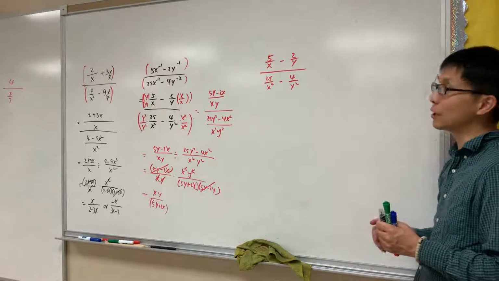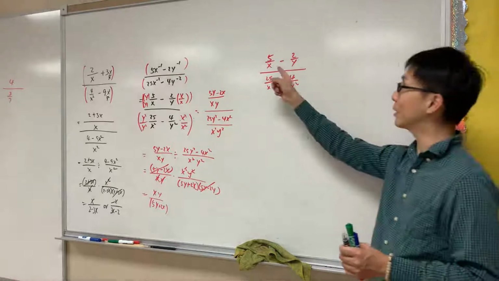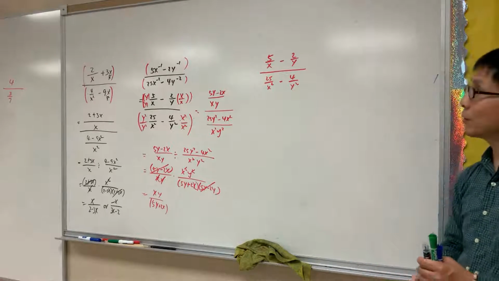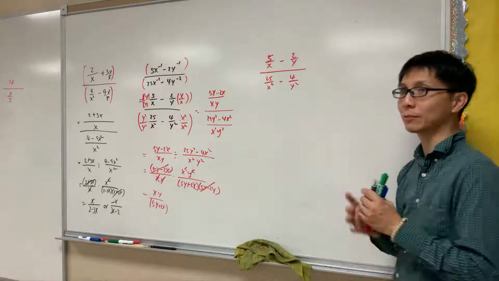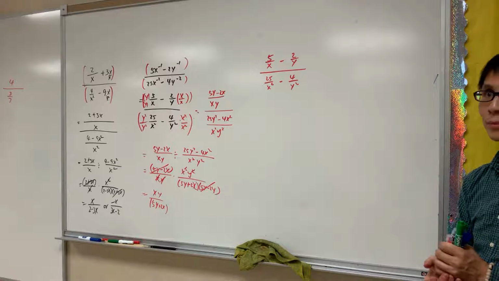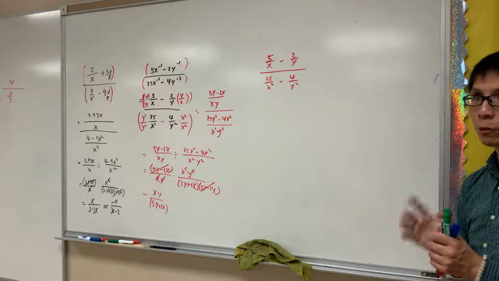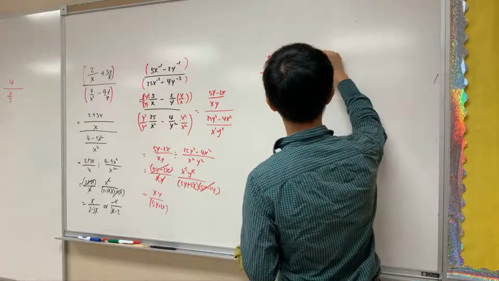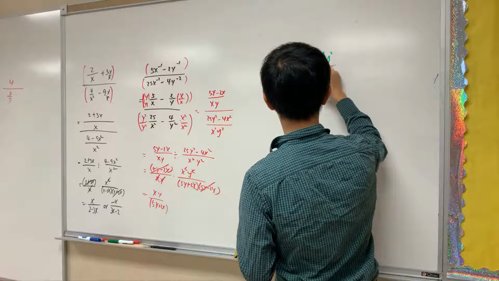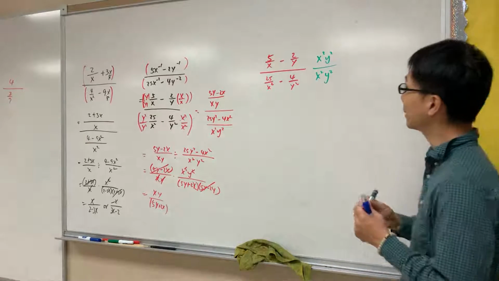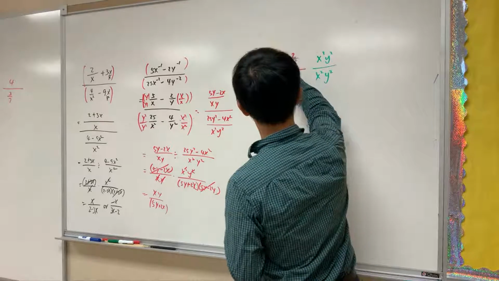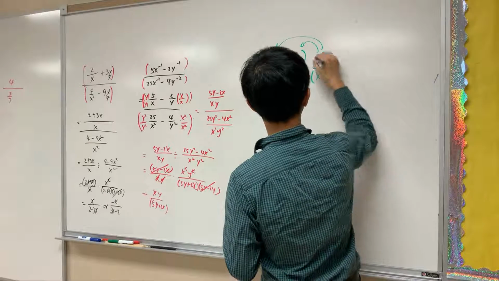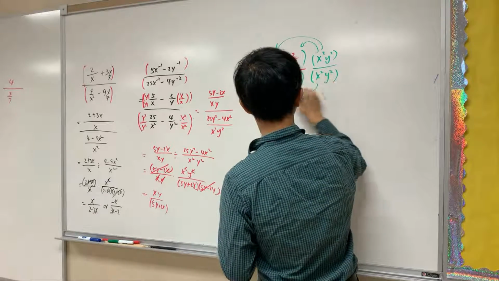The second method is looking for the LCD for everything. x, y, x squared, y squared. What's the LCD between x, y, x squared, y squared? x squared y squared, right? So we're going to multiply by x squared y squared, but we're going to multiply the top and the bottom. Okay? And this one will go to the top. So this one goes to here. And this one is going to here.